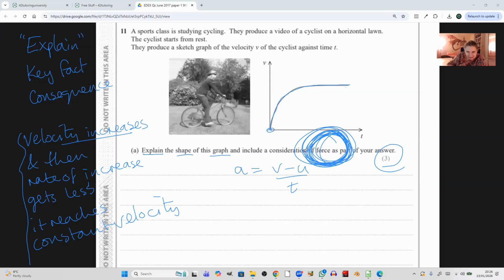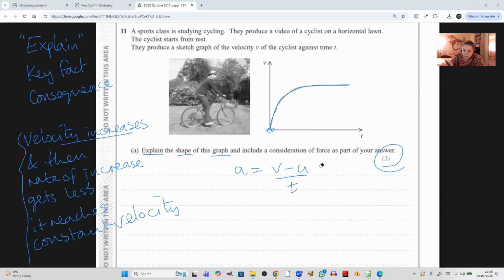Right, now, can you see what the instructions in this question say? They say to explain, that's key fact consequence, the shape of the graph. So we have to explain how the velocity is changing, but we also have to explain why the velocity is changing. And it says include force in your answer. If you do not refer to force in your answer, you cannot expect to get 3 marks. Can you see? You must follow the instructions.